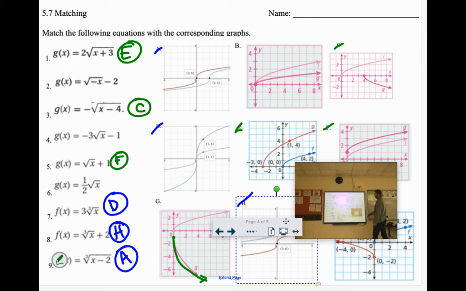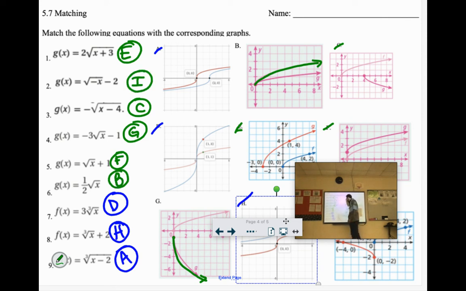Did I use B yet? Oh, whoops, I forgot there's another one still. All right, so G matches up with this one. Now if you look at 6, it's 1/2 the square root of x. So it's going to be compressed vertically. So if you look at option B, you have your parent function here, and then half of that, it's going to smush it down a little bit. So B matches up with this one, which leaves us with I for this.